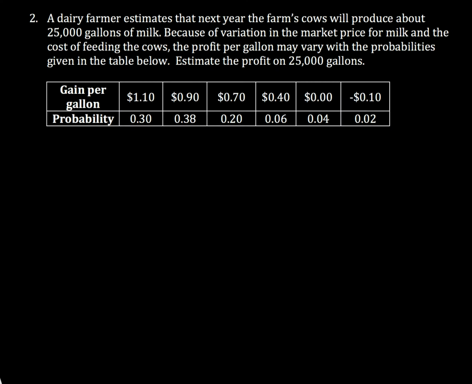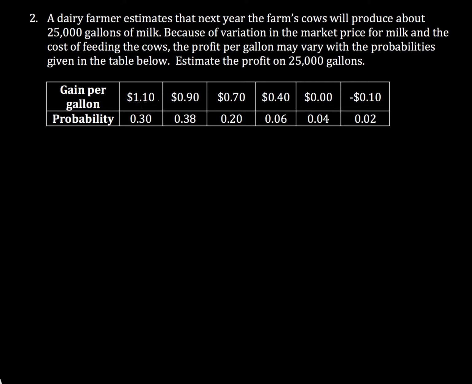And the second problem we're looking at is actually going to be a little bit easier in some ways, because here we have a dairy farmer that's trying to figure out what his profit is going to be in the next year if he produces about 25,000 gallons of milk. And based on his research, he knows that the price of a gallon of milk doesn't stay constant. It's maybe going to be $1.10. It's maybe going to be 90 cents, maybe 70 cents, maybe 40 cents.